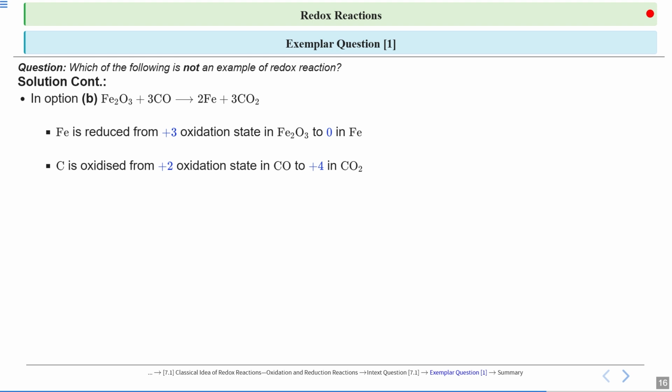While if you look at the carbon, in reactant, you will find that it is present in +2 oxidation state, while in the product, in CO2 form, the carbon is present in +4 oxidation state. That means from +2 to +4, the oxidation number has changed, and hence this can be considered as an oxidized one. Thus, the above reaction is a redox reaction.